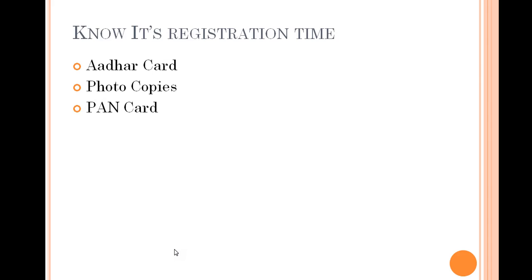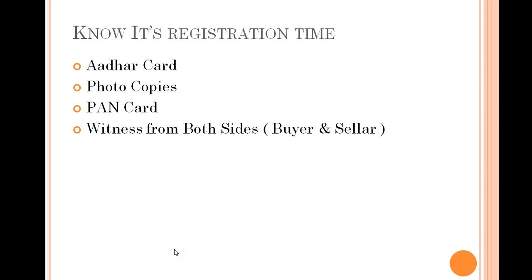Okay, now it's time for registration. What things do we need to carry when going for registration? Aadhaar card, if mandatory, photocopies of any identity. If you don't have an Aadhaar card, take any other identity copy showing your address. Photocopies of you, and the PAN card. The PAN card is needed because if the property is more than 5 lakhs, you need to produce the PAN card.